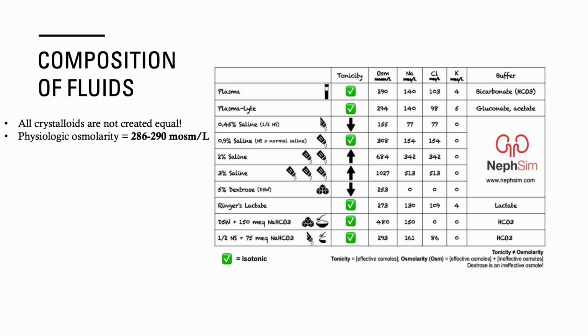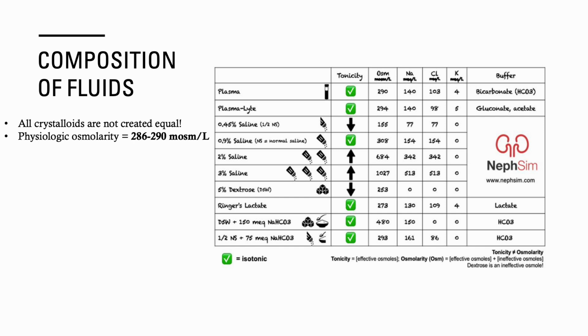Ringer's lactate is another that's somewhat close to normal physiology, but not quite. So this chart also gives it the green isotonic check, but if you look over, its osmolarity is 273, which is actually a little hypotonic.